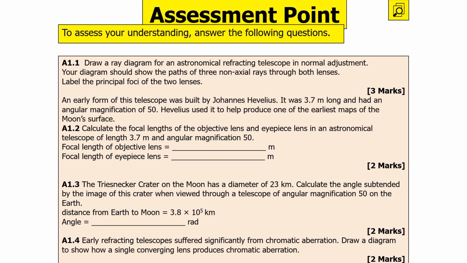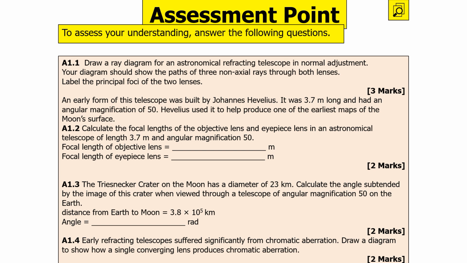The next question says, draw a ray diagram for an astronomical refracting telescope in normal adjustment. Your diagram should show the path of 3 non-axial rays through both lenses. Label the principal foci of the two lenses. Then an early form of this telescope was built by Johannes Helvetius. It was 3.7 meters long and had an angular magnification of 50. Helvetius used it to produce one of the earliest maps of the moon's surface.